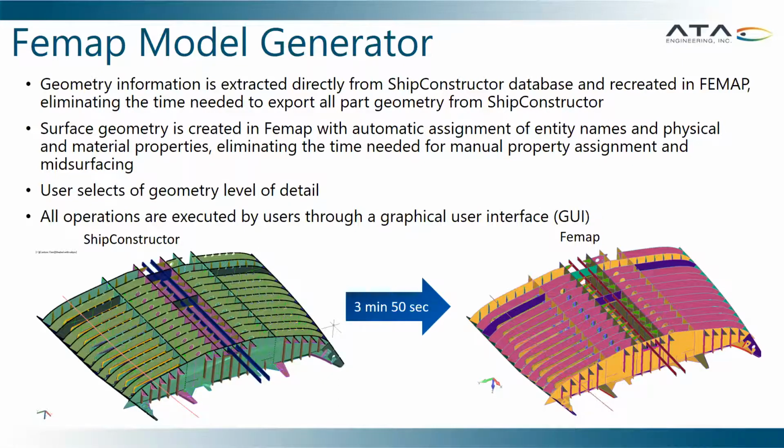The first tool that I want to show you is the Femap model generator. The way that I said before, the first step of this process is to bring in the ship structure from ShipConstructor into Femap. The default way to do this, which I'm sure you're all familiar with if you've ever had to import CAD into Femap, is you'd go to ShipConstructor, you'd write out a bunch of step files or IGES or whatever you prefer, and then you'd re-import those in Femap. And then once you had all that solid geometry in there, you'd then have to mid-surface all of those parts to get 2D surfaces that you could put a 2D mesh on.